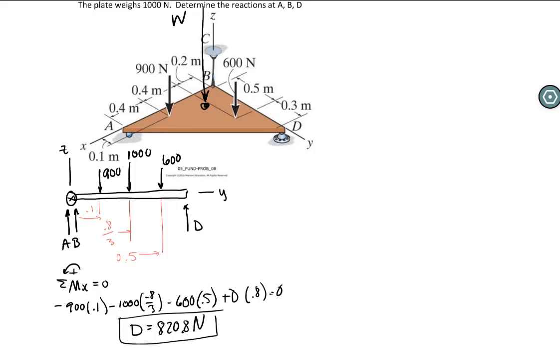Let's look at this down the y-axis, looking at this way. So I'm going to draw another view here.